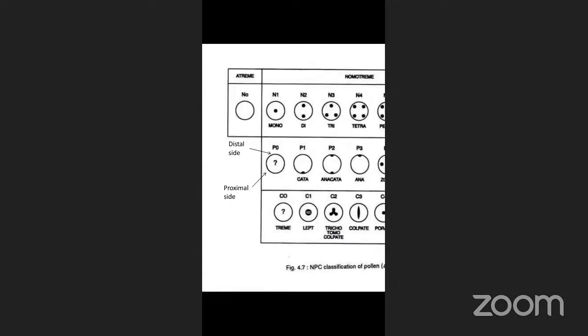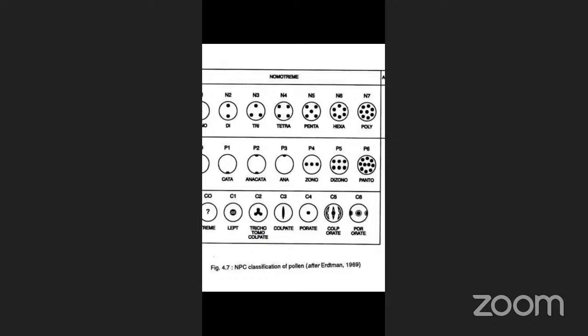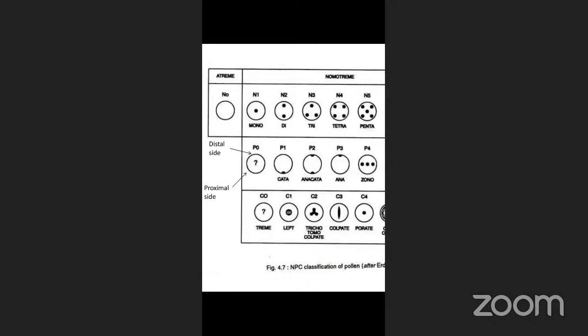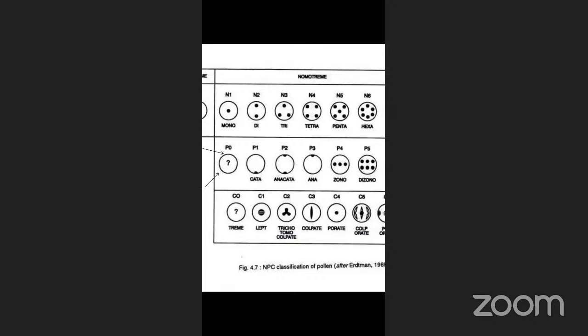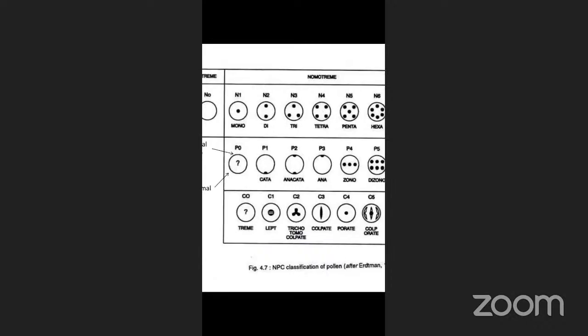Here polarity, that is the number. Here polarity: apolar, monozonate, dizonate, pentazonate polarities. Upper side and lower side. Next here is C, characters. Characters means colpate, porate, colporate, and so on. Here the characters, NPC.